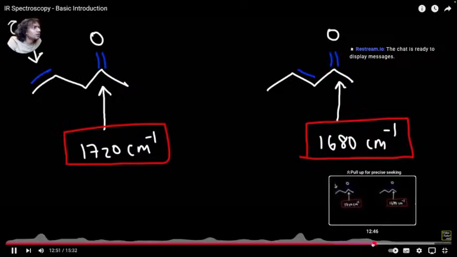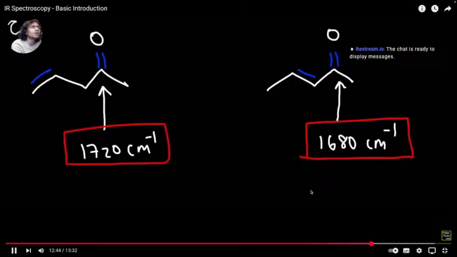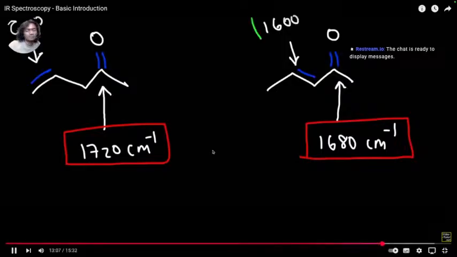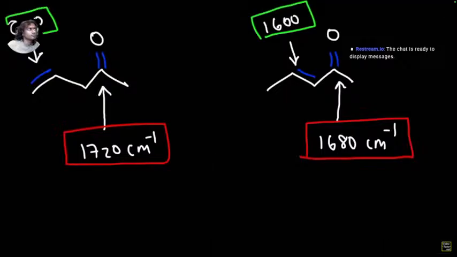Unconjugated system. And now the same is true for the double bond of an alkene. Here, this is a non-conjugated system. And so this alkene will absorb around 1650, 1660 in that area. Here we have a conjugated alkene, and so the absorption is going to be less. This one is going to be around 1600. So conjugated alkenes, they absorb IR energy at a lower wave number than regular alkenes. So remember, conjugation can reduce the wave number for ketones and alkenes.